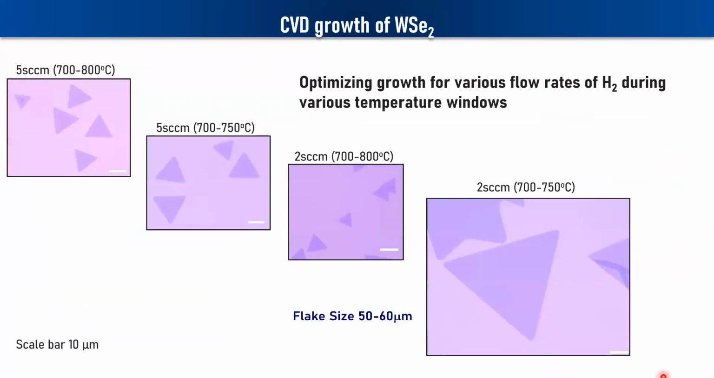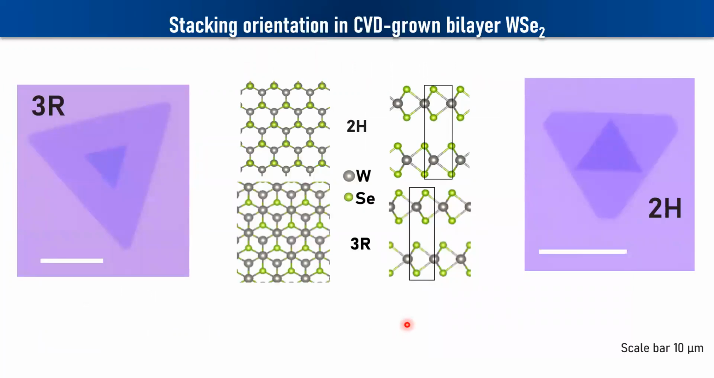In this way, we have been able to grow very large WSe2 flakes of the size of around 60 microns. Some of the interesting samples we observed were these bilayer samples of WSe2. This is the 3R stacked WSe2, and this is the 2H stacked WSe2. This is something I have explained before, but optically you can see and understand that this is 3R and this is 2H, and this has been reported in several literature as well.